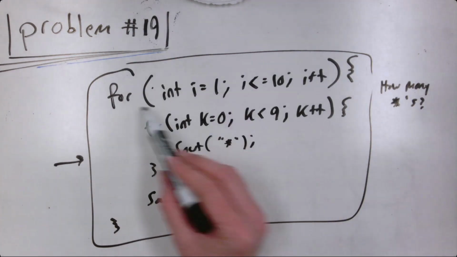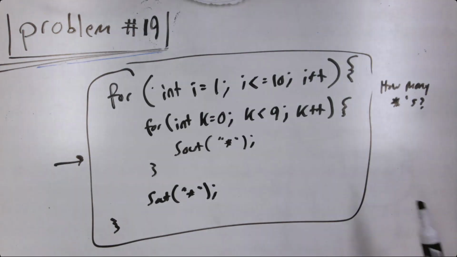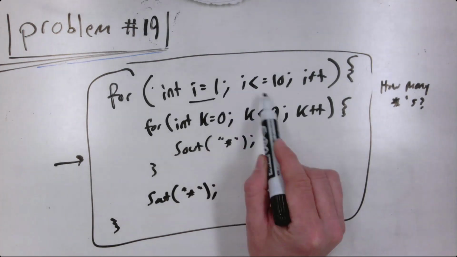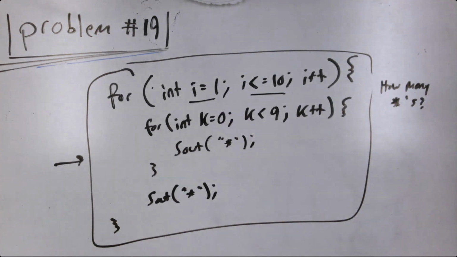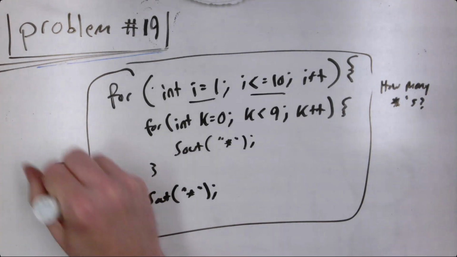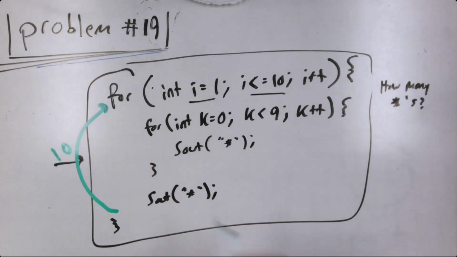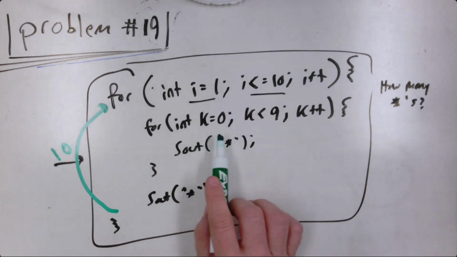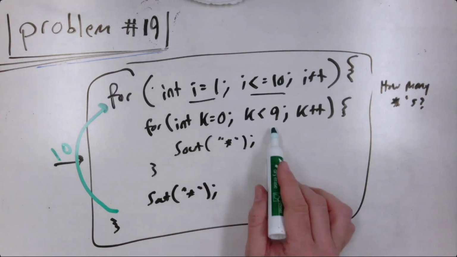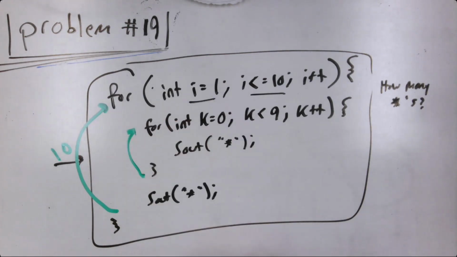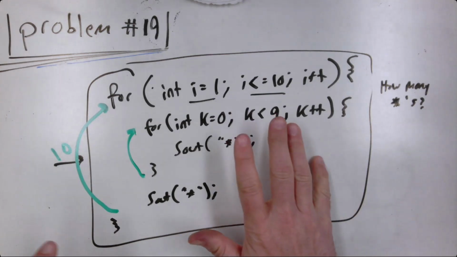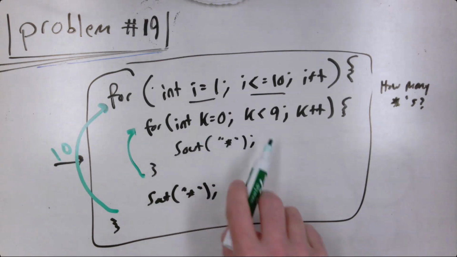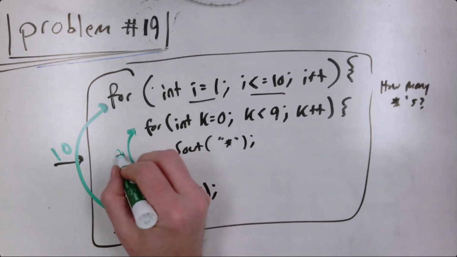So let's decide. The outer loop. How many times is the outer loop looping? I go from 1 up to 10. So that's going to loop 10 times. So let's say 10 times. This inner loop is going from 0 to 8. So let's see. 0, 1, 2, 3, 4, 5, 6, 7, 8 is actually 9 iterations. So this is looping 9 times.